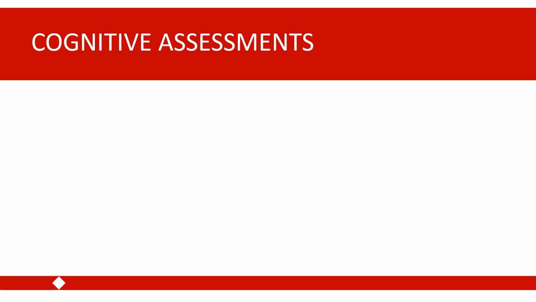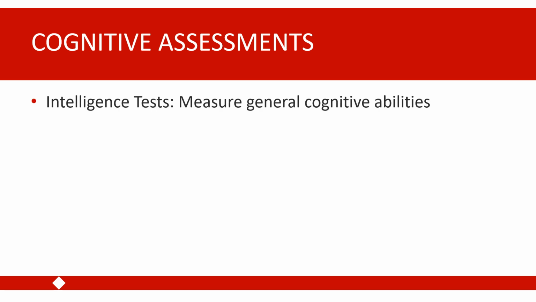Another thing you might want information about when you are evaluating someone is their level of cognitive functioning. What kinds of cognitive abilities do they have, and are they experiencing any problems with thought? There are a range of different kinds of cognitive assessments. One very common cognitive assessment is called an intelligence test. Intelligence tests are designed to measure general cognitive abilities. These include things like executive functioning and planning and attention.